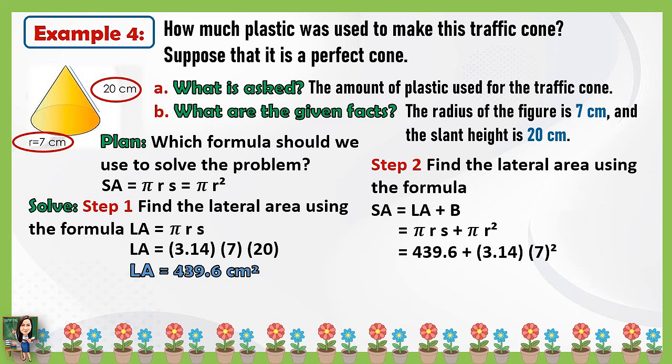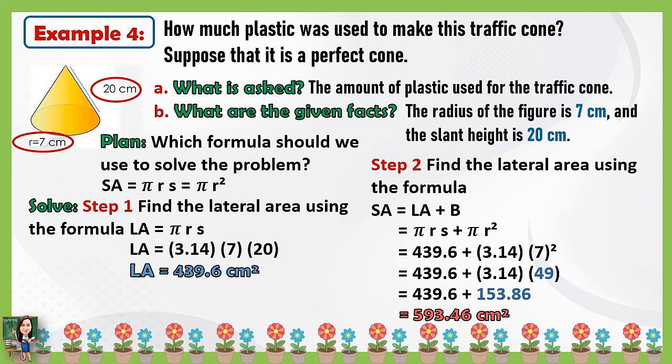So the lateral area is 439.6 square centimeters plus 3.14, which is the pi, then the radius is 7 to the second power. 7 times 7 equals 49. Then multiply by 3.14 equals 153.86. Then add 439.6 equals 593.46 square centimeters. So this is the surface area.